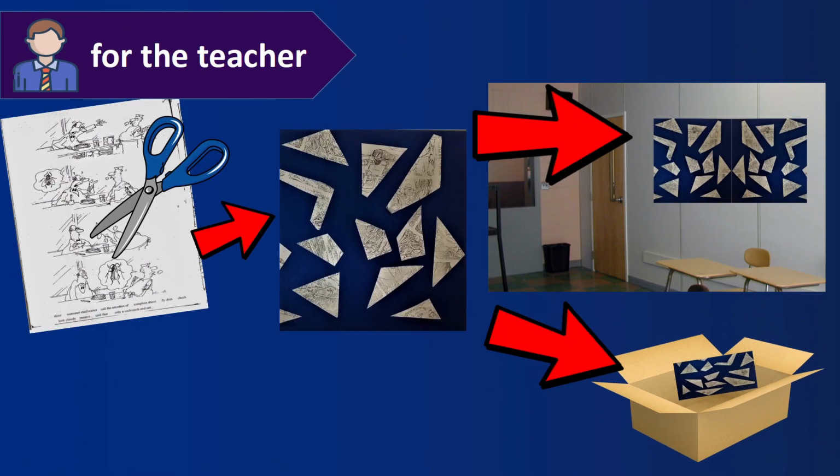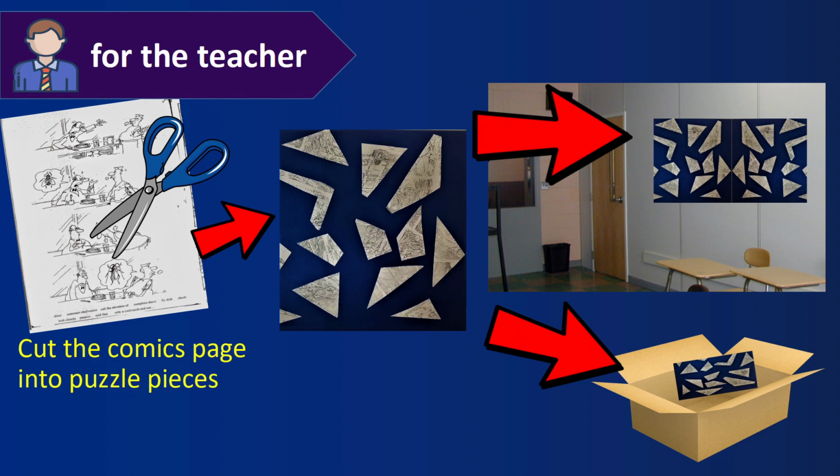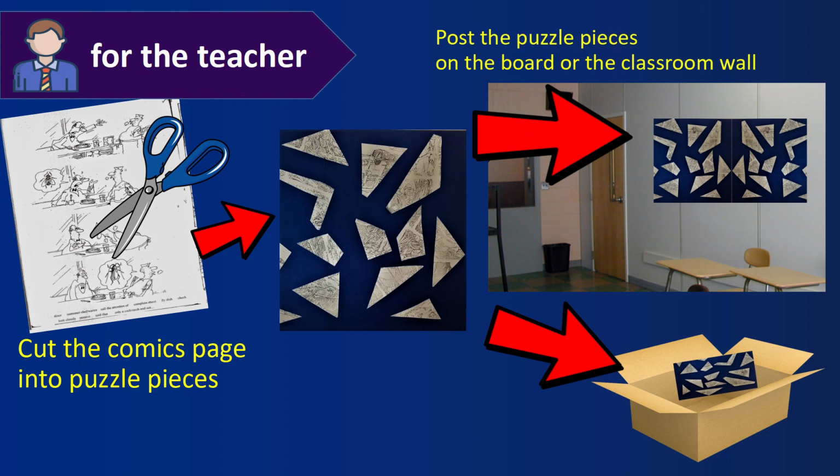Now, this is a great way to get the students moving and thinking while looking for the right puzzle pieces, as the class changes from a simple storytelling into a competitive search and puzzle game. Just like in option 2, the comic story is cut, but this time into puzzle pieces of different shapes and sizes. The puzzle pieces are posted on the board or the wall, or as an option, the pieces are placed in a box for students to rummage in.